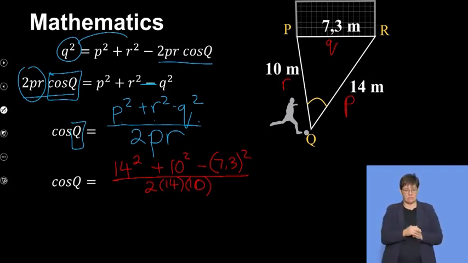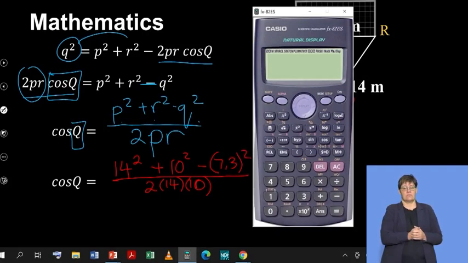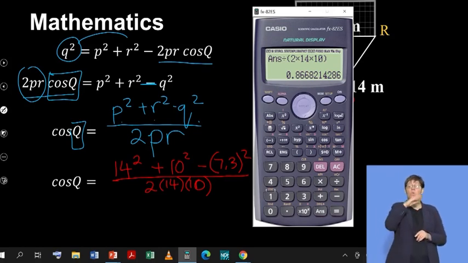Okay, we're going to put this into our calculator quickly and see what value that gives us. It's 14 squared plus 10 squared minus 7.3 squared, and that answer we need to divide by 2 times 14 times 10. And we've got an answer of 0,8686. That's the value for cos q.